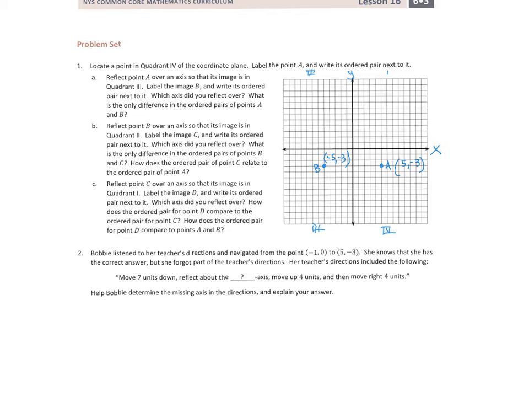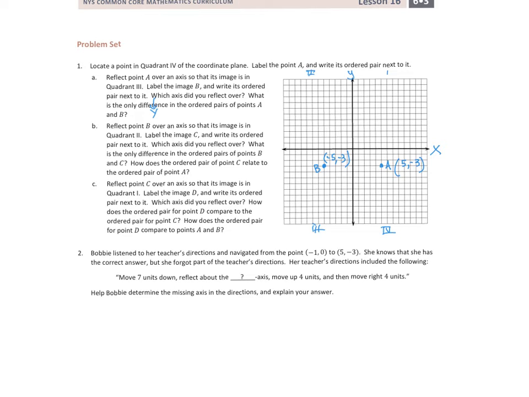What axis did you reflect over? That would have been axis Y, right? What is the only difference in the ordered pairs of points A and B? Well, -5 and 5 are opposites, but remember, they're equidistant from axis Y. And remember how we said the absolute value of the x coordinate in each would be equivalent. And then the y coordinate is identical, -3, -3.